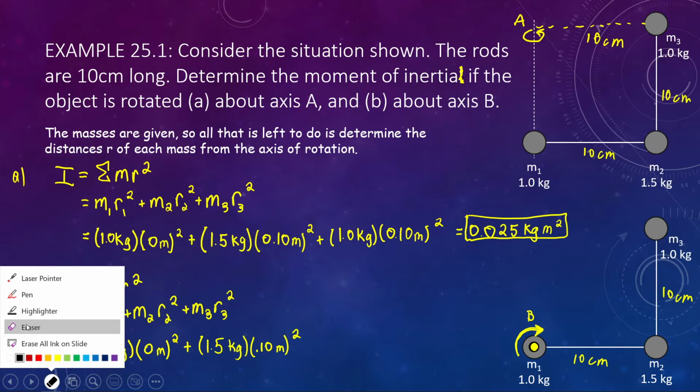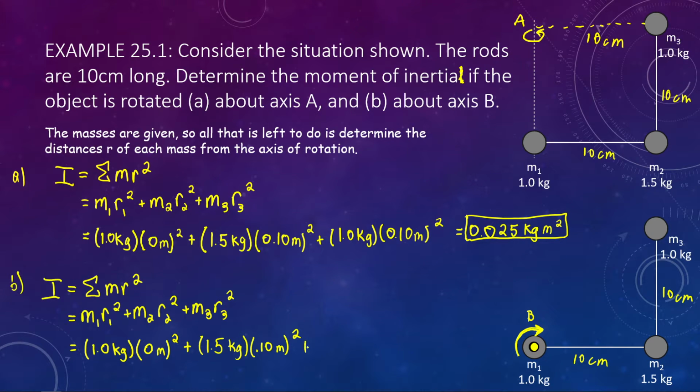Okay, so this just brings us then to mass 3. Mass 3 is a kilogram, and its distance is a little bit harder to figure out because the distance of mass 3 is actually the hypotenuse of a triangle that is formed here. So if we look at this, we have this being R3.